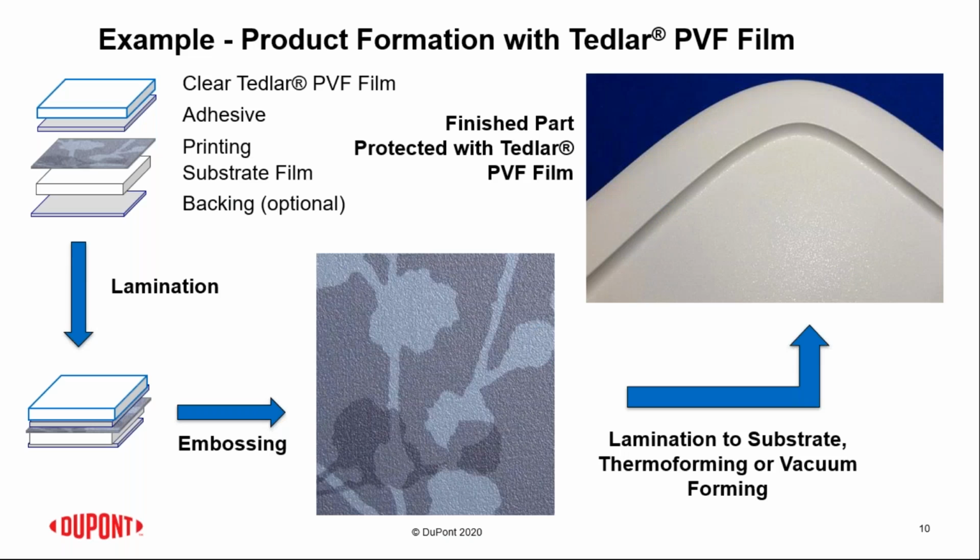Tedlar PVF film is actually a thin film that's used as a surface glazing. It's sometimes used on its own, but more often than not, it's applied to substrates. So for example, if you take a transparent Tedlar film, apply it to a printed PVC backing using an adhesive, you laminate, you emboss to give the surface a nice texture. That would be how you would make a DuPont Tedlar wall covering. Alternatively, if I take Tedlar, adhere it to a substrate and thermoform it, or take Tedlar and vacuum form it around a part, you can get three-dimensional parts like furniture and cabinetry.